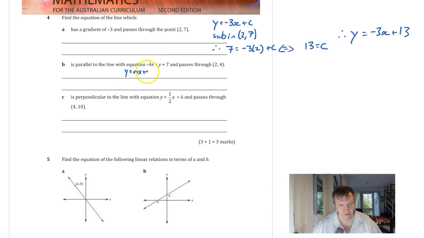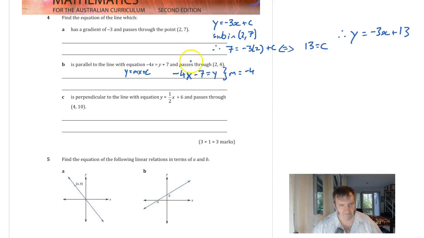Some of you may already see that it's not going to make a difference where the 7 is, but let's just do it anyway. So to get y on its own, I have to subtract 7, so I have negative 4x minus 7 equals y. If that's my equation, then the gradient of that line equals negative 4, the number in front of x.